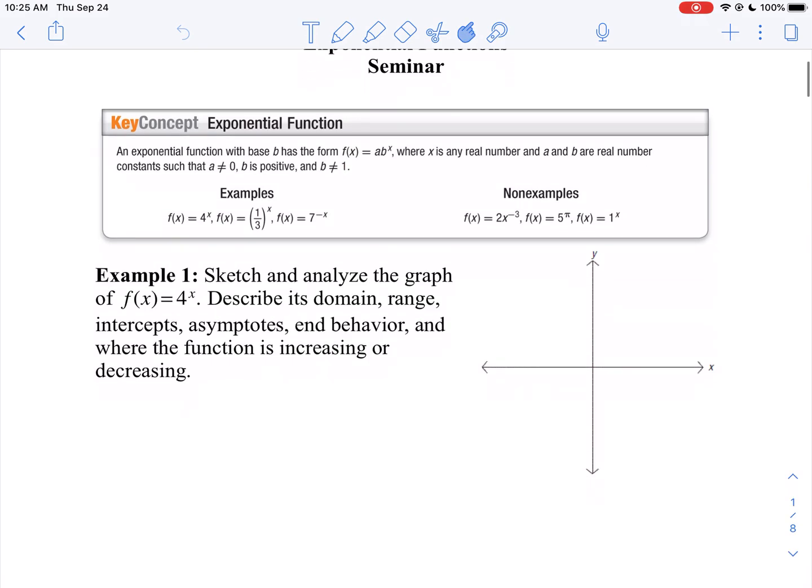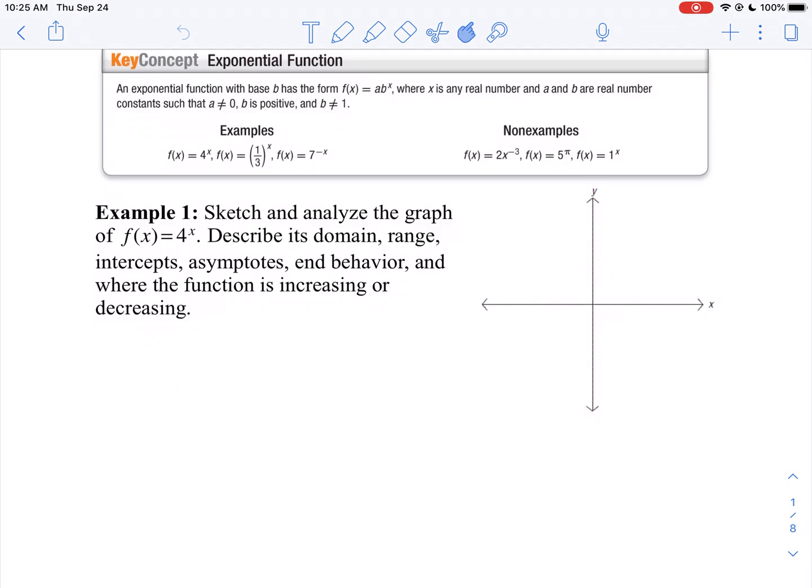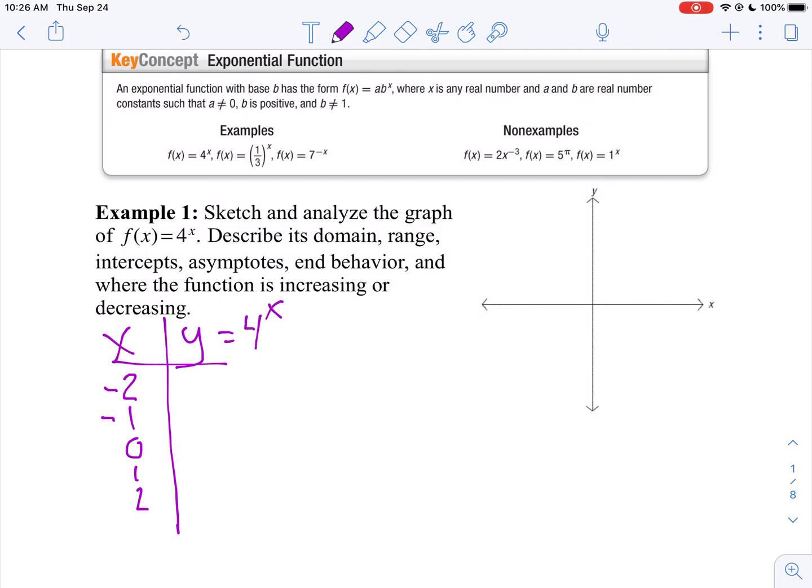When we take a look at our first problem here, we want to sketch and analyze this graph, and I think the easiest way to sketch a graph is to make a table. If you don't know anything else, when you come to something new, we can always make a table. So I'm going to go -2, -1, 0, 1, and 2. Well, y is 4 to the x, and anything to the 0 power is 1. So when x is 0, you're at 1.